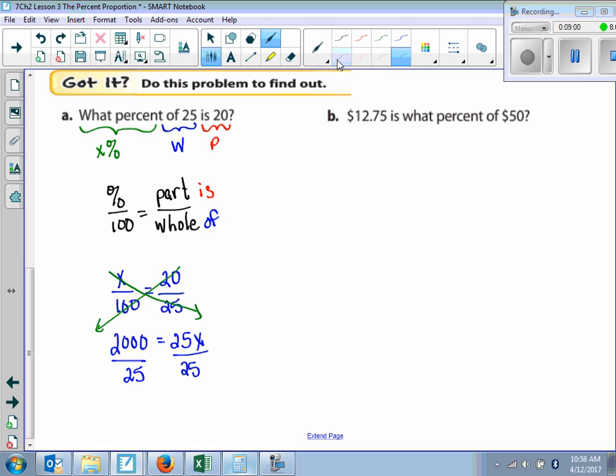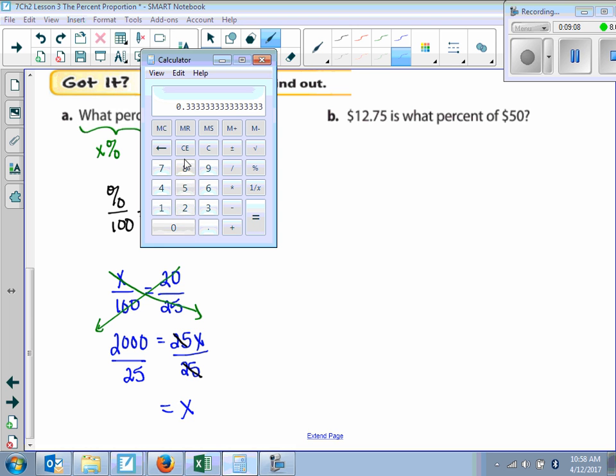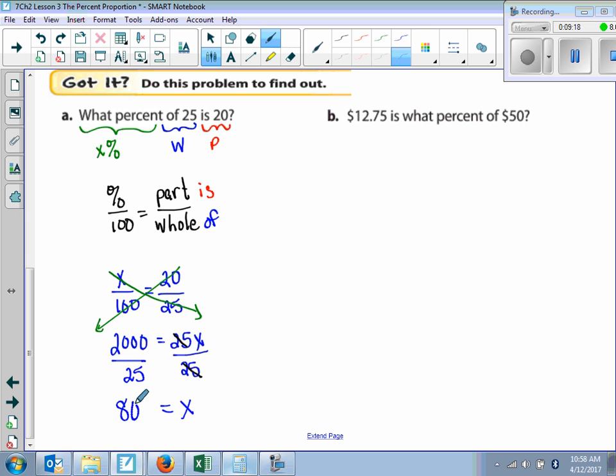So, those 25s over here will cancel. And that leaves me with x. And then we have 2,000 divided by 25. And what'd you get? 80. Very good. 80 what? Percent. Because we are solving for the percent. So if you're solving for the percent, you need to make sure you write what percent, the label. Okay?